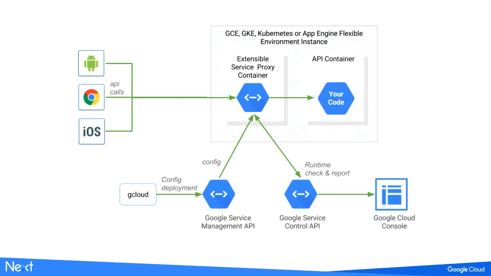And then at runtime, it's checking in with something called the Service Control API. And that's the thing that's saying, hey, is this API key valid? Or can this project call your project? And it's also reporting your metrics to Google Cloud Logging. And that's the thing that sends the data up to the dashboard. When calls go through, they get forwarded to your back end. And if a call is rejected, say it's not authenticated, it never gets to your back end.